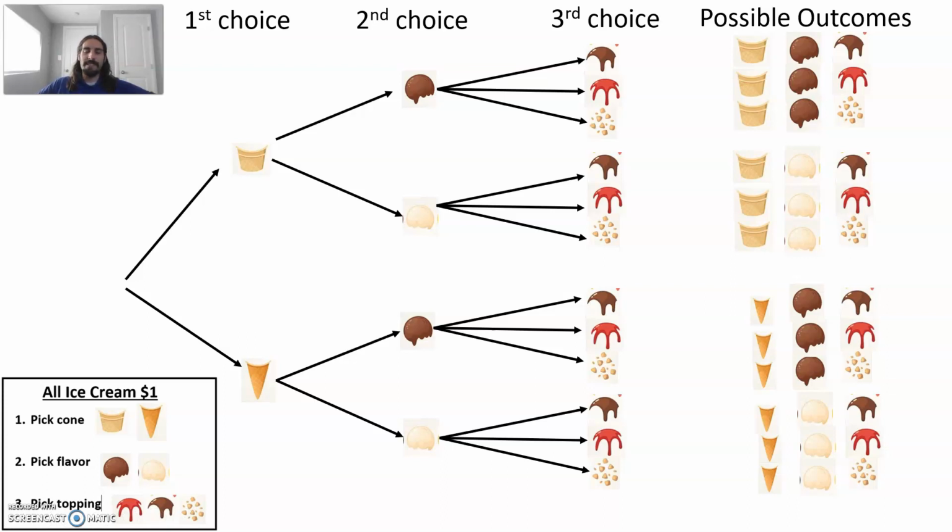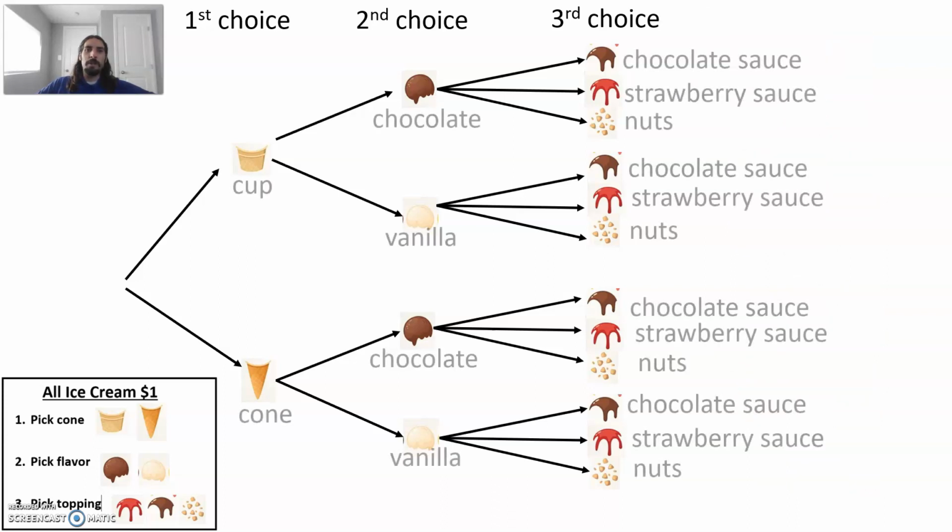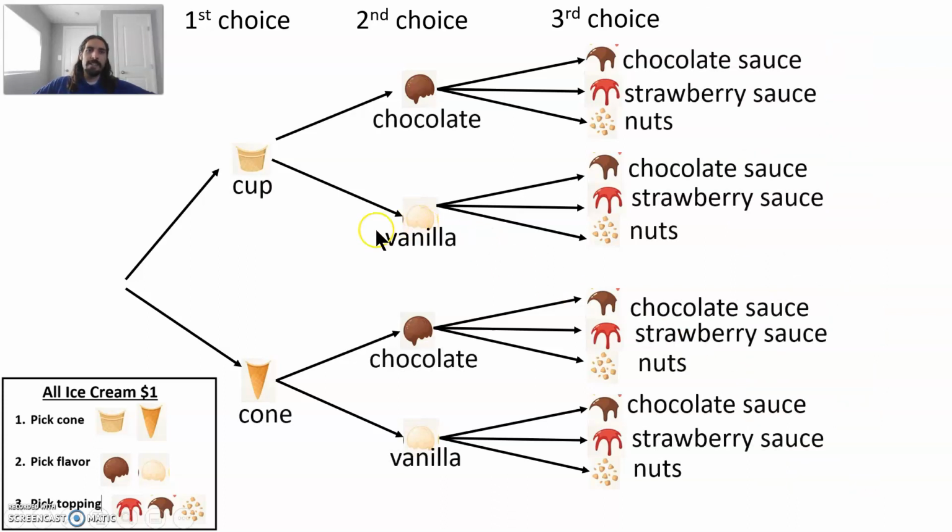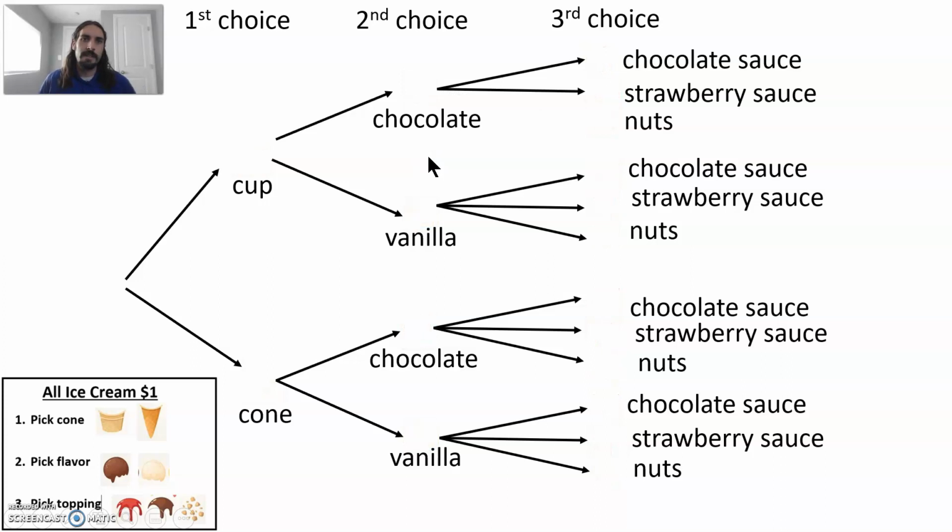Now, most of the time, we won't draw pictures like this. I just did it for sake of clarity. So most of the time, we're going to write it with words, okay? So we've got cup and cone, we've got chocolate, vanilla, we've got chocolate sauce, strawberry sauce, and nuts. And so your version of this most likely is going to look something like this. I'm going to ask you, if you haven't, to please put this in your notes. So just pause the video and write this down.